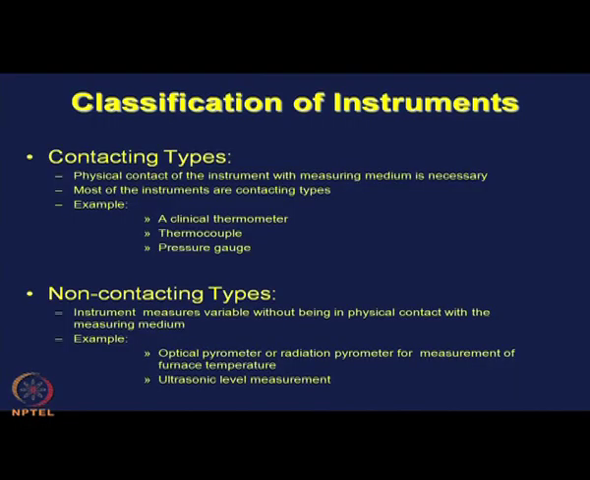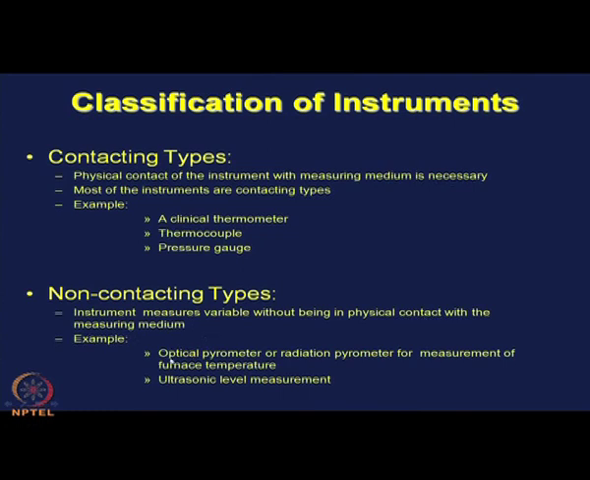Most of the instruments are contacting type. Other examples can be a thermocouple, a pressure gauge, and so on and so forth. While in non-contacting types, you do not have to bring the instrument in direct contact with the measuring medium. So, the instrument can measure the variable without being in physical contact with the measuring medium.